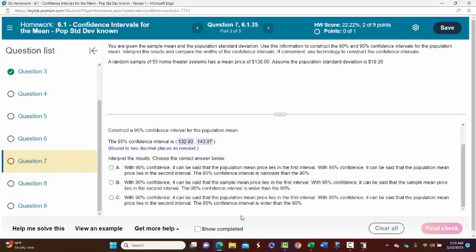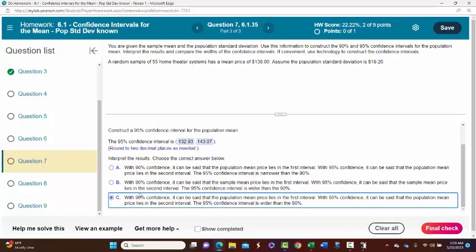Here's the trick on this one. The answer is going to be C. And that was that same example, like kind of theoretical example I did in the book. This says with 90% confidence, it can be said that the sample mean price lies in the first interval.